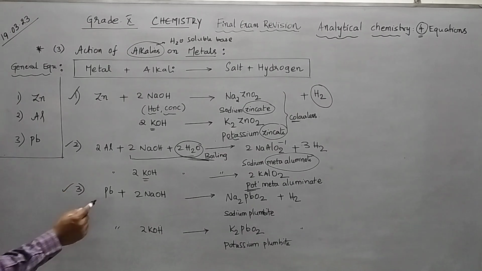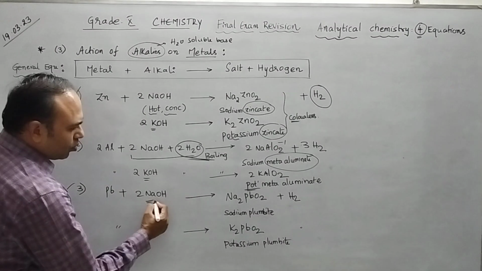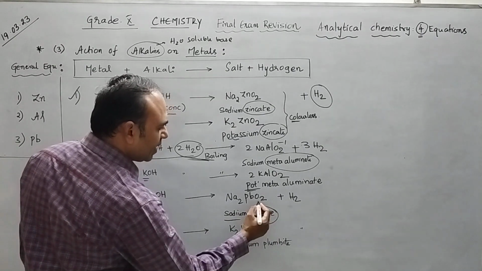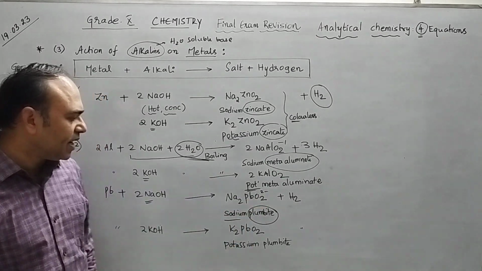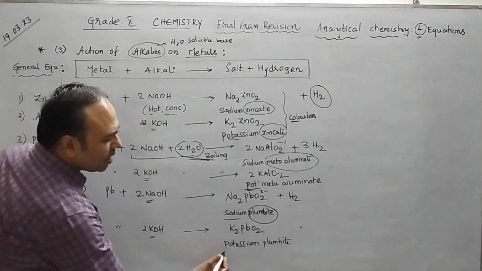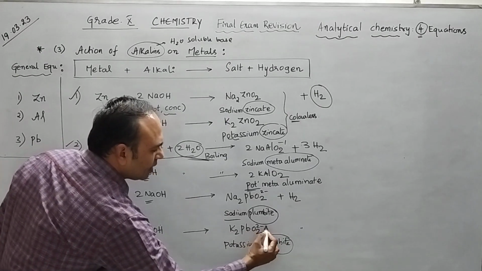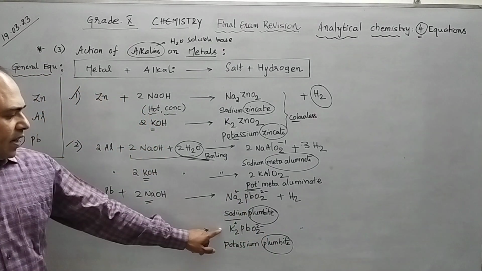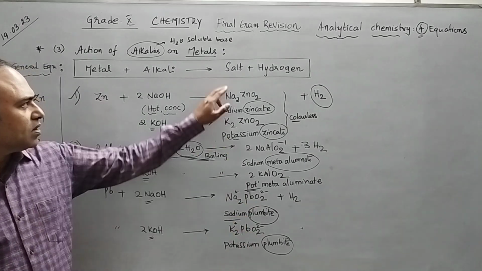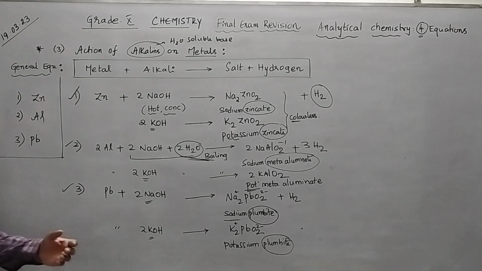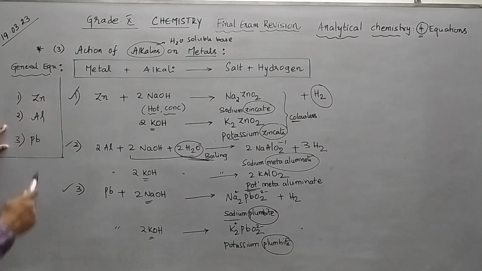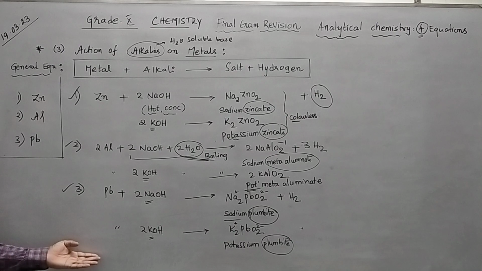Now the last one, if you take lead with NaOH, you are going to get sodium plumbite. What is plumbite? PbO2 2 minus is known as plumbite. And if you take potassium hydroxide, you will get potassium plumbite. So K plus, Na plus. K2PbO2 or Na2PbO2, this will be your salt. Along with that, you are getting hydrogen. Hope you have understood this. By this way, if you study the general equation, and remember how many are studied under this general equation, it is very easy to memorize the equations. Now let's move to the fourth one.